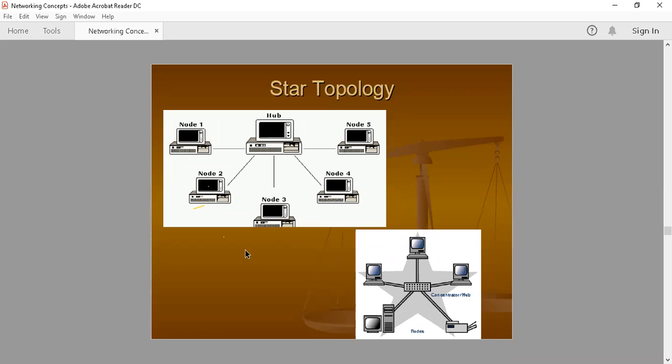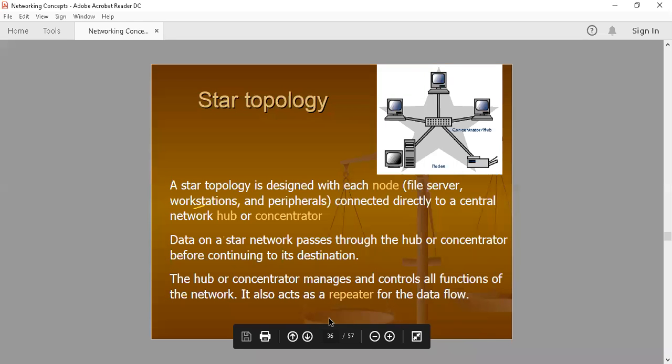If one system goes down, no issue. There will be no communication for this system, but other systems are able to communicate with the server. A star topology is designed with each node, file server, workstation, and peripheral connected directly to a central network hub.